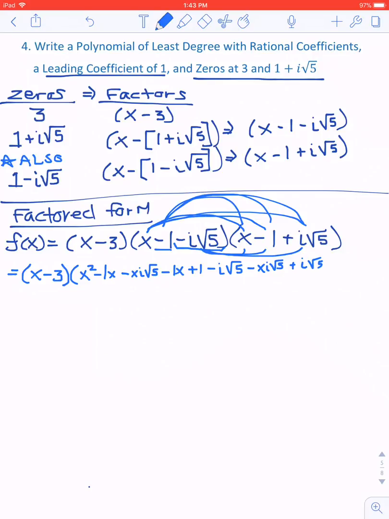Alright, this last one's tricky, so be careful of this last one. You might want to do it over here on the side.